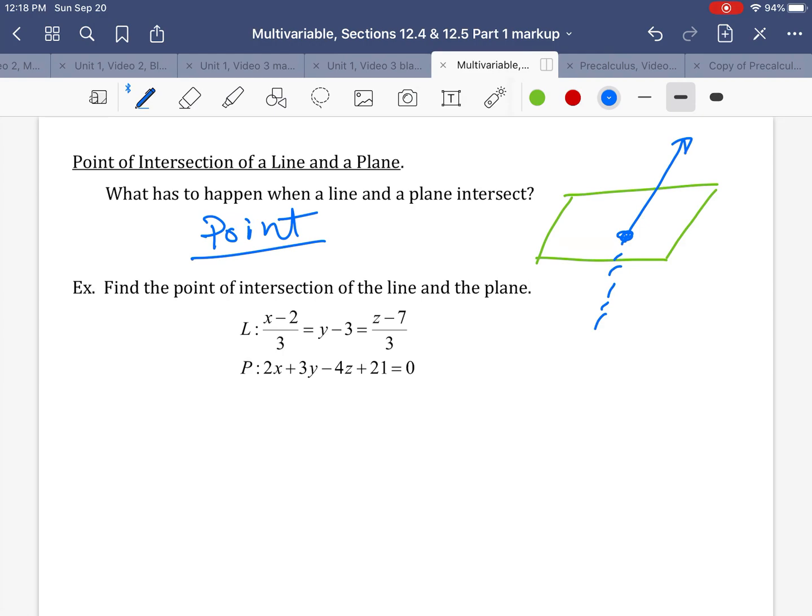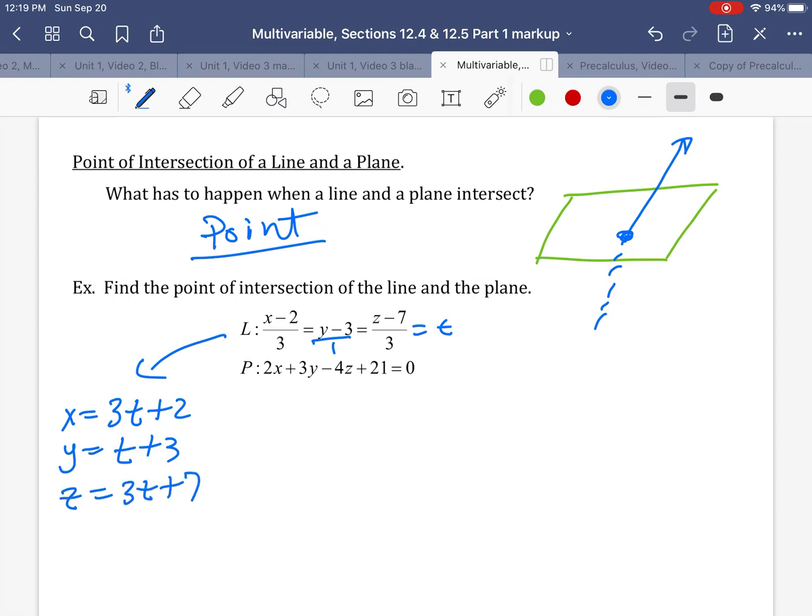All right, so I want to find the point of intersection of this line and this plane down here. So my line, remember, parametric form is always the best thing. So let me put this over 1 right here. So I can tell the parametric form of this thing. Oops, why did I start with z? I meant to start with x. So x equals, remember that'll be 3t plus 2, because these are all equal to t. Y equals t plus 3. And then z equals 3t plus 7.